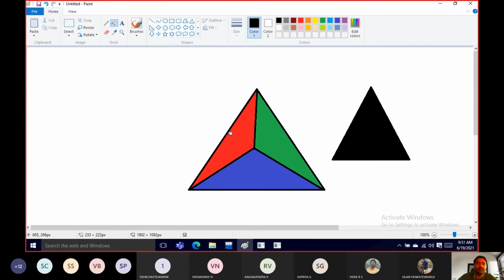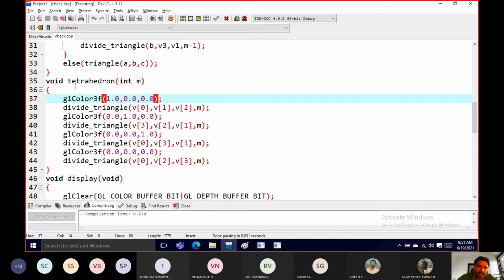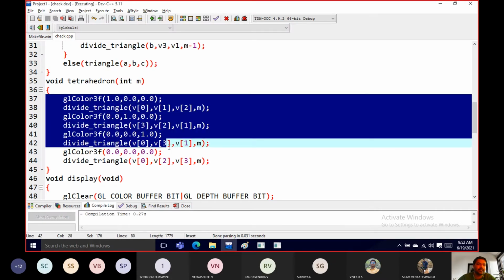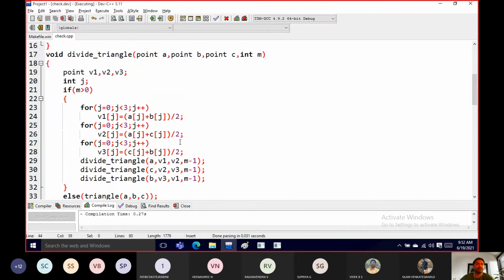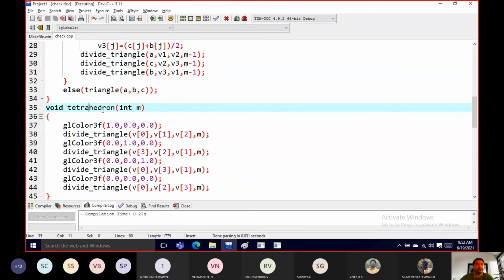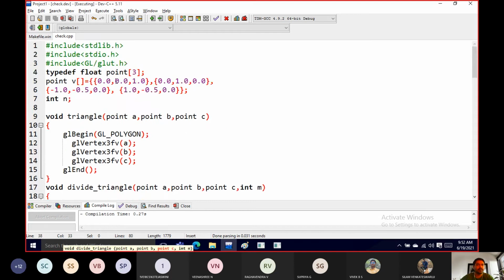So one triangle with red, one with green, one with blue, and the other one with black. That's exactly what this code specifies. So tetrahedron initially gets the red color, and we go with divide triangle with vertices 0, 1, 2. So we have 4 vertices here: v of 0, v of 1, v of 2, and v of 3.